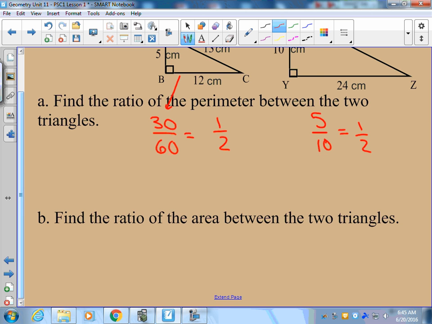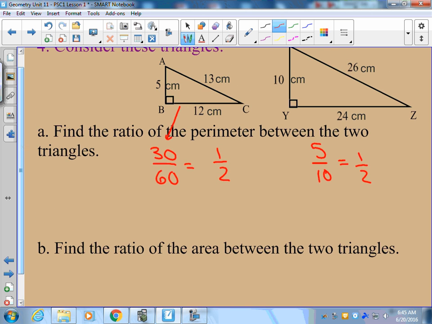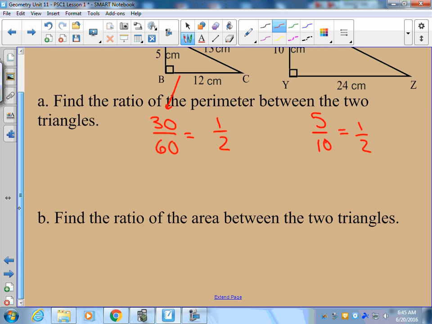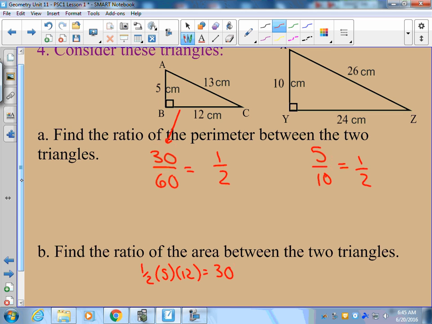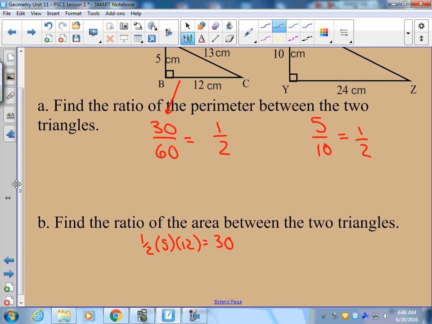Now, the ratio of the area of the triangles. Once again, the first thing you can do, and it's always the best way to do it, is find the area of the two triangles. So the area of the first triangle, we have 1/2 times 5 times 12. So we've got 60 divided by 2 is 30. So that's the area of the first triangle. The area of the second triangle, be careful. Don't get fooled into thinking that it's 60. 1/2 times 10 times 24.